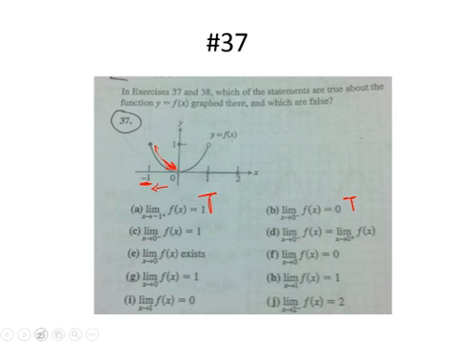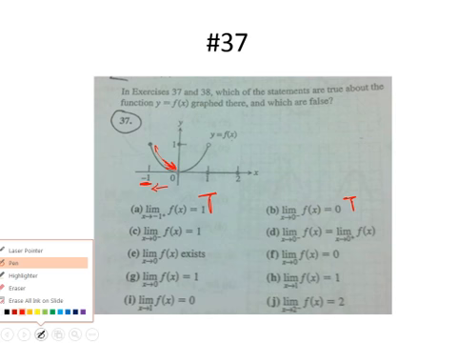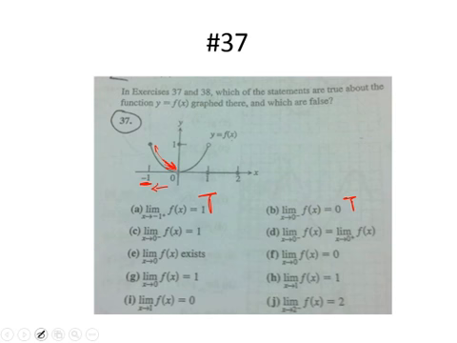Let's use a slightly different color. So C, as x approaches 0 from the negative side, we get 1. Well, we already said that it approaches 0, but it won't be approaching 1 because, again, it's where the line is approaching. It's not what the actual value is. The actual value is 1, but it approaches 0. So this one would end up being false.